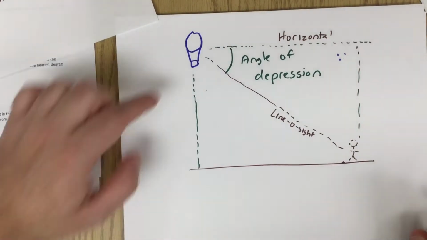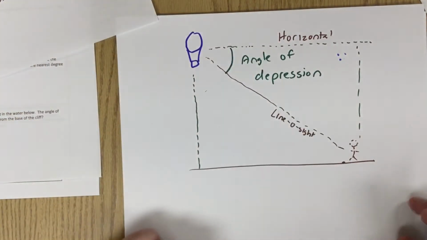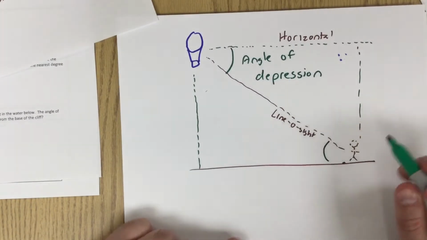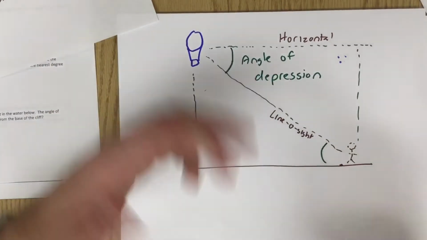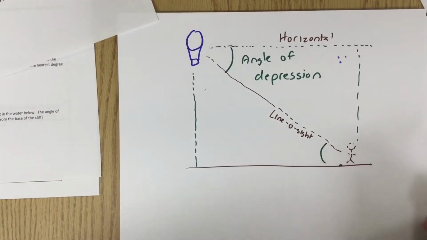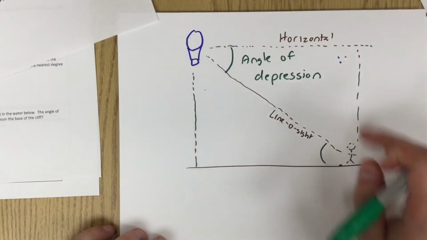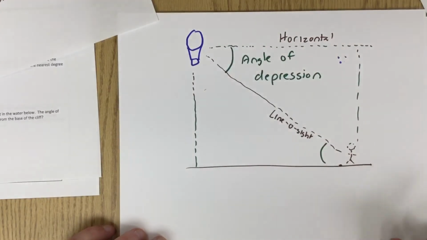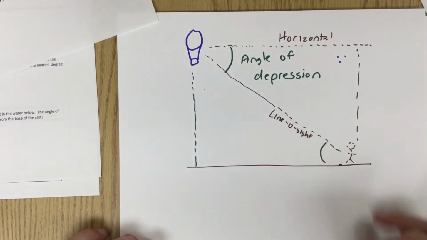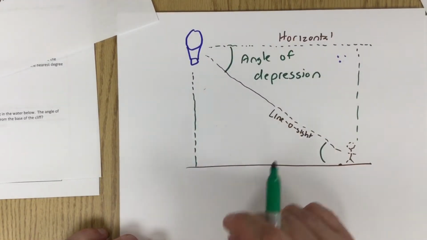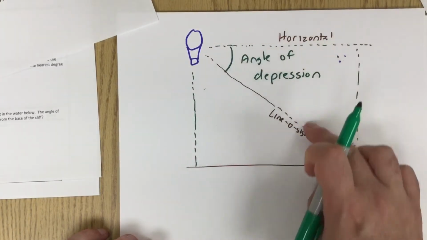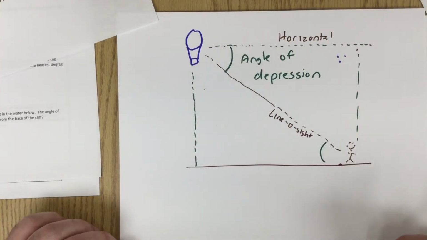Now it does turn out that the angle of depression from the balloon to the guy is equal to the angle of elevation from the guy to the balloon, in different triangles, of course. And that's because these two lines are parallel, so because of alternating angles, this angle and this angle are the same. But that's the angle of depression. The angle of depression is always between the horizontal and the line of sight and downwards.